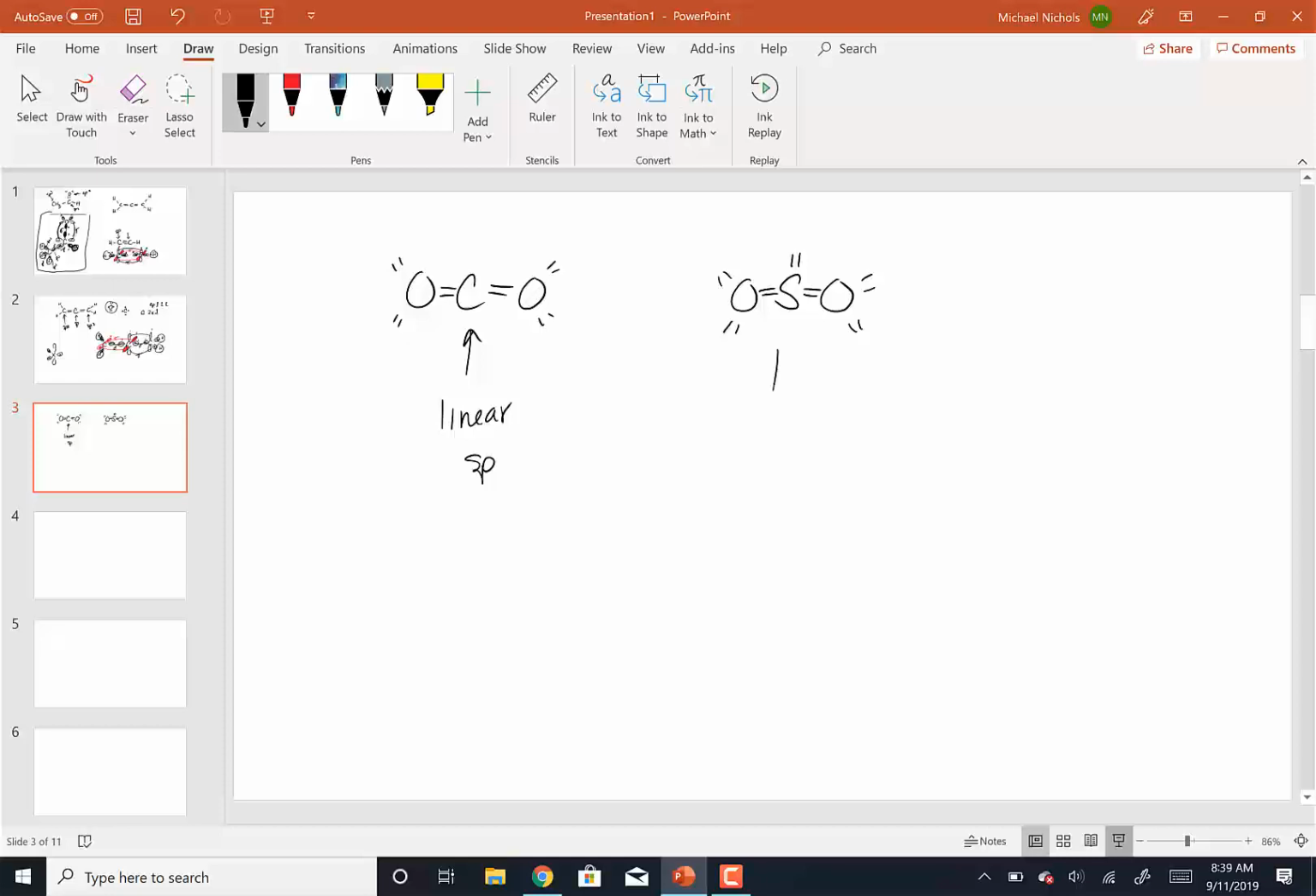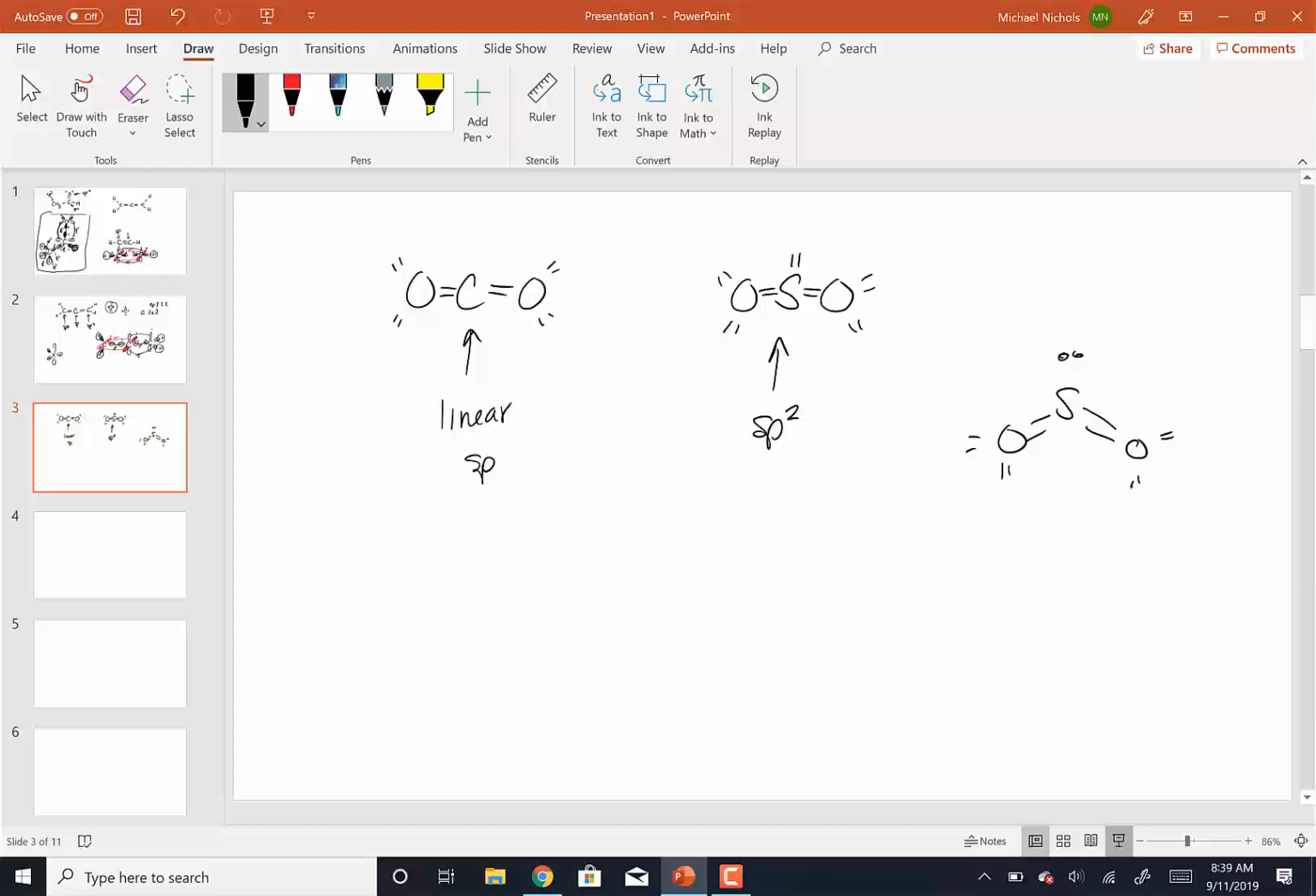What about the sulfur? Trigonal planar, because the sulfur is sp2. So sulfur's sp2, which means that it is going to be trigonal planar. So we should draw it like this. There's really not a bond to the lone pairs, but it looks like that. So now we have to do the VSEPR geometry because that's how we're going to determine whether it has a dipole moment or not.